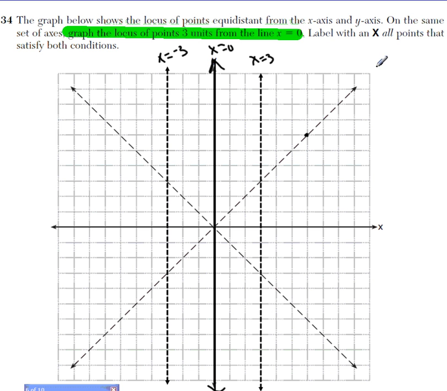Now for the last part, label with an x all points that satisfy both conditions. That's here, here, and here. Why is that? Well, because this point is 3 units away from the line x equals 0, and it's also equidistant from the x-axis and the y-axis. And it's the same case with the other points that I labeled with an x.